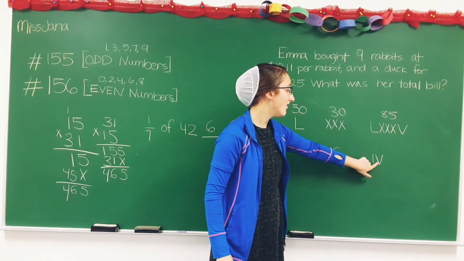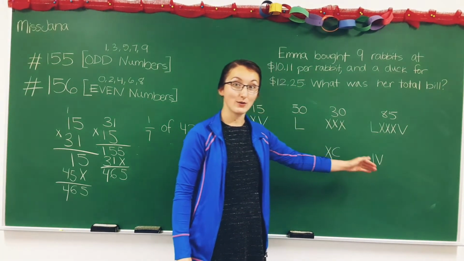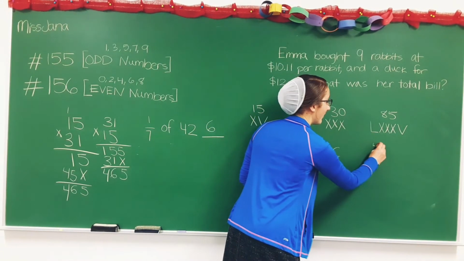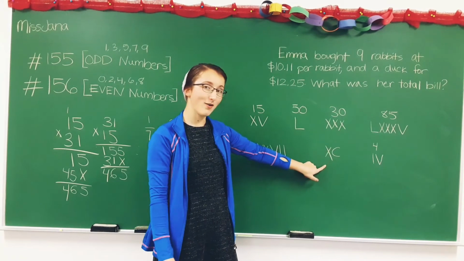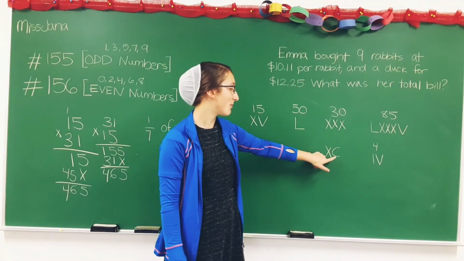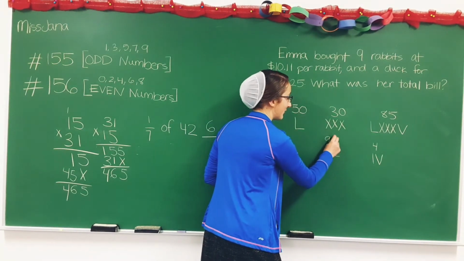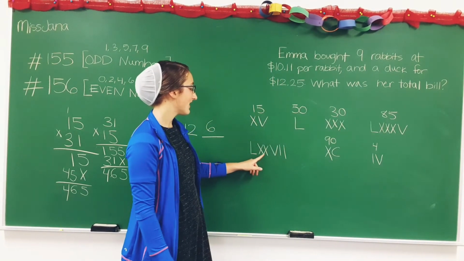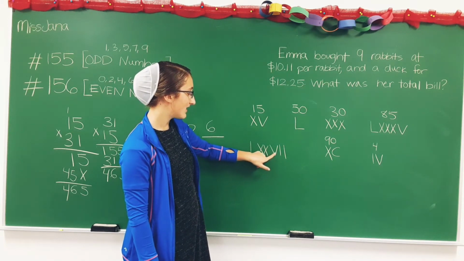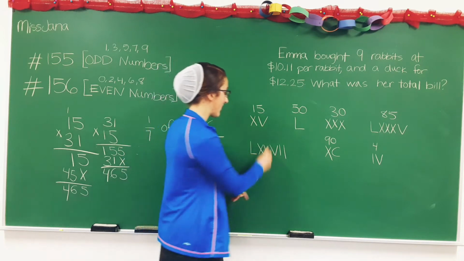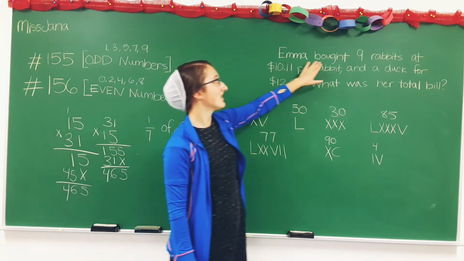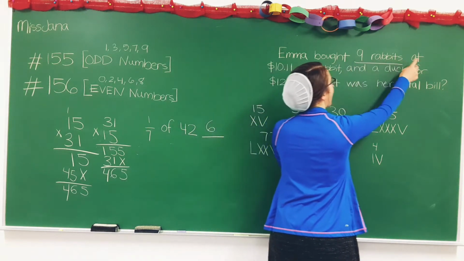And we have IV. I is smaller than V, so we're going to minus I from V. So 5 minus 1 is 4. And the same kind of thing with XC. X is 10, C is 100. So 100 minus 10 is 90. And then we have LXXVII. So 50, 60, 70, 75, 76, 77. There we go.